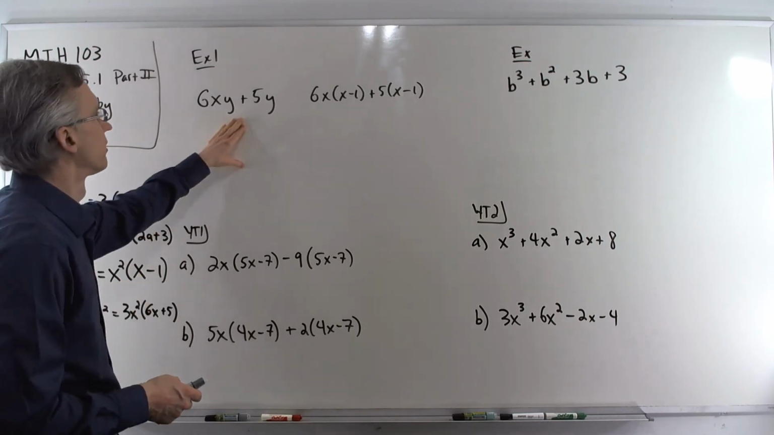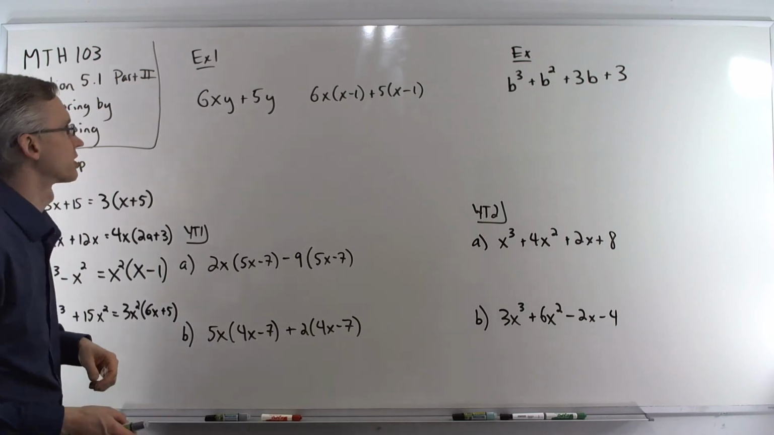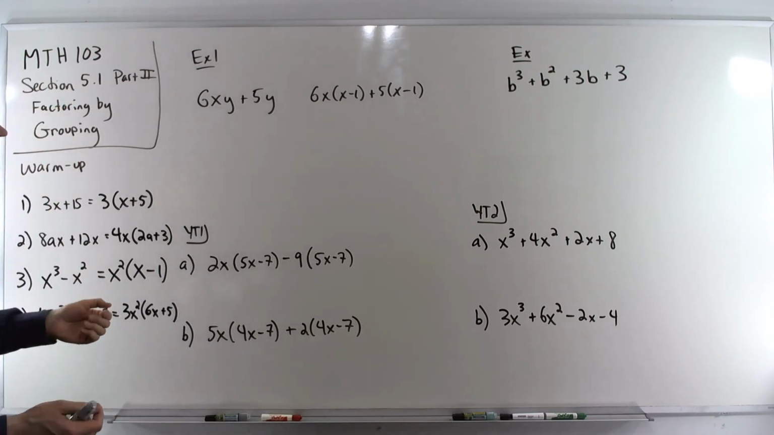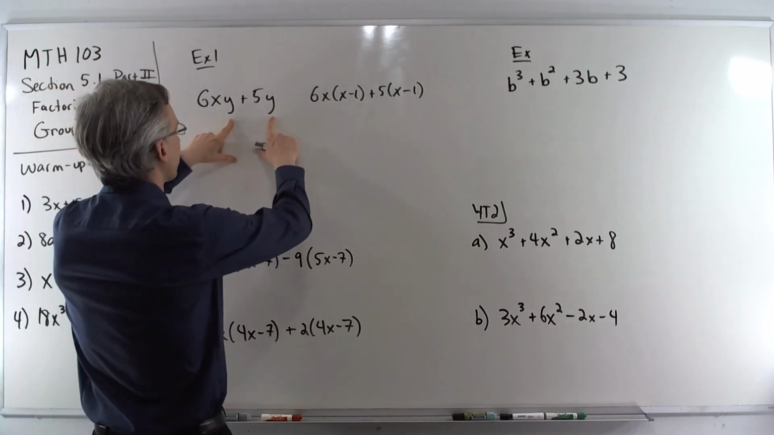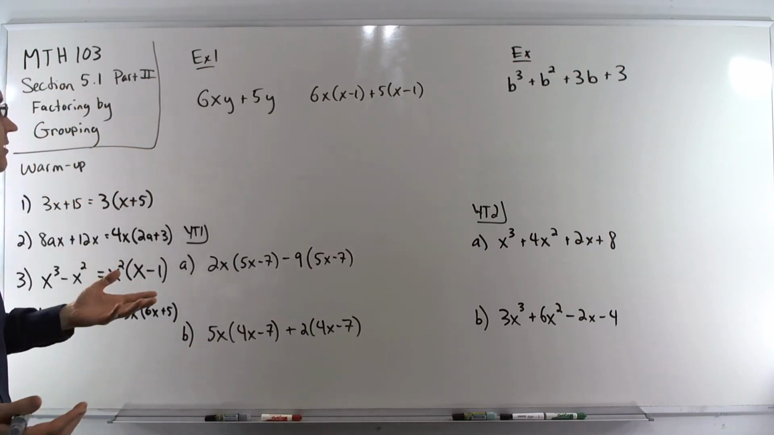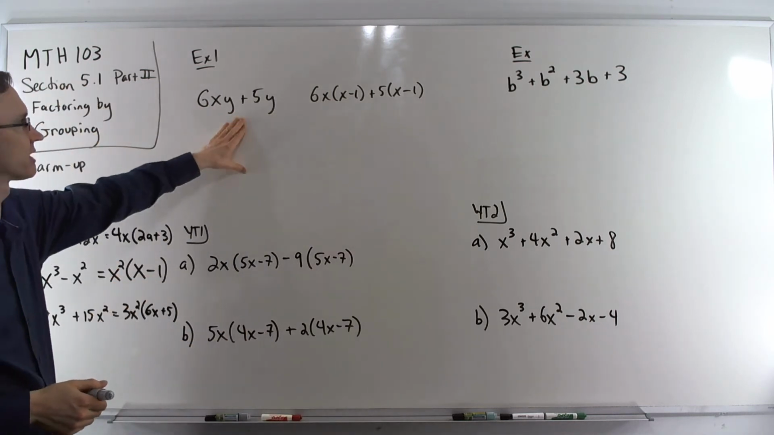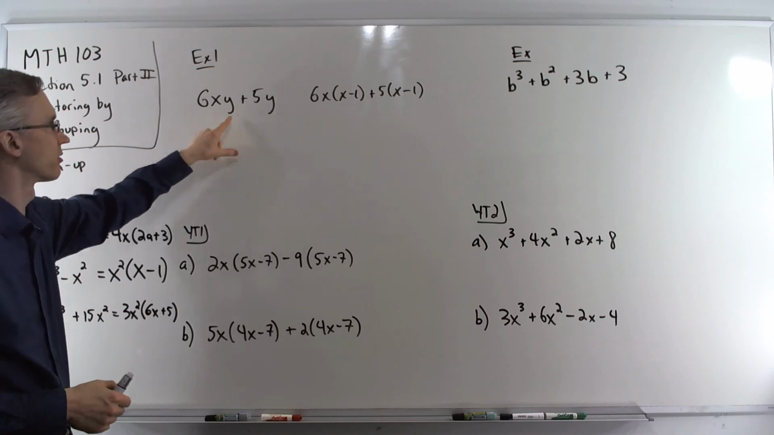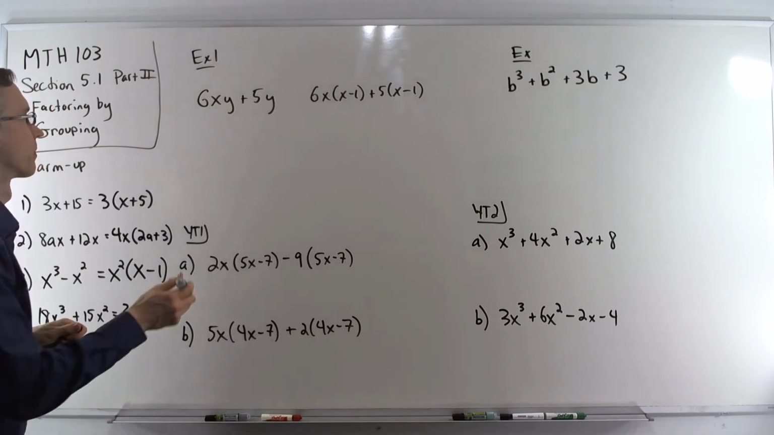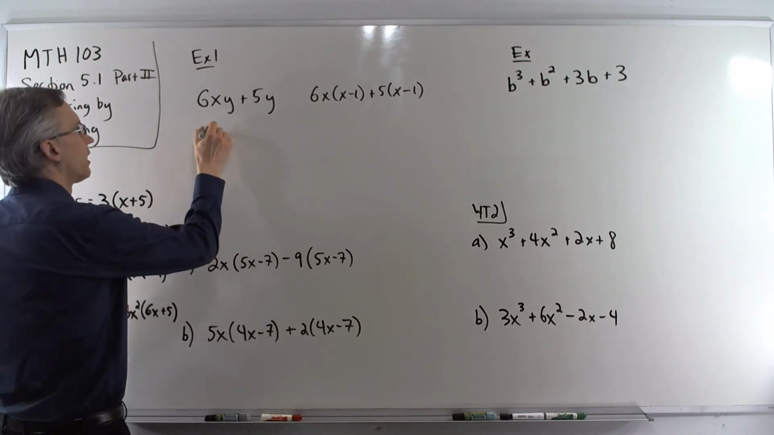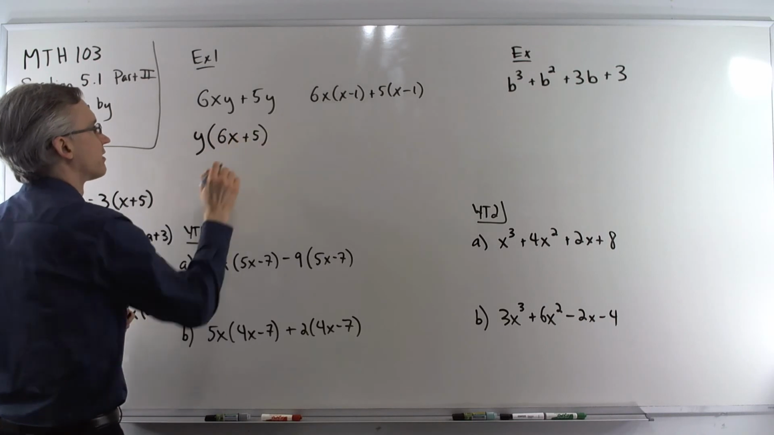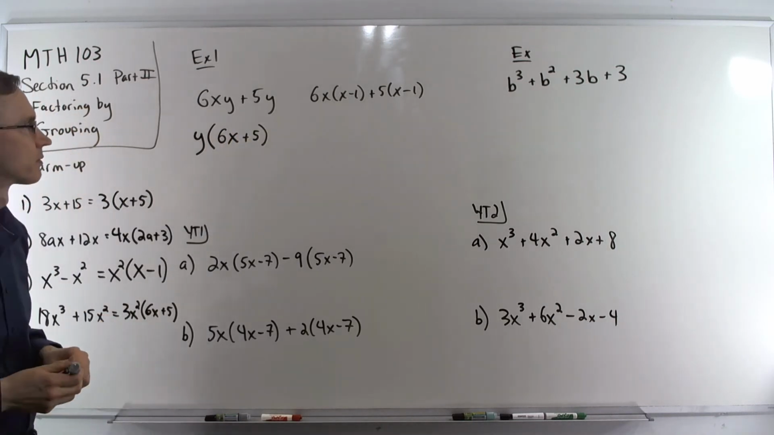Now I want to compare these two expressions. There's a lot of similarities between them. In fact, they're exactly the same expression, except here I've got y, and here I've got x minus 1. Other than that, they're exactly the same. So if we want to factor this out, we look for the things that match in both terms, and that is the y. We have no common factors between 6 and 5. So we'll factor out a y, leaving 6x plus 5 inside the parentheses.